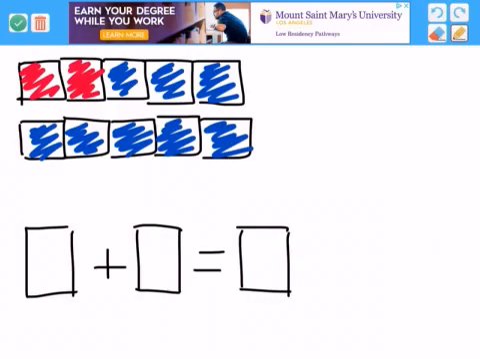Can you fill out the number sentence, the addition equation for me, and send me a picture? And then also, can you come up with another way that you could color the boxes and write another number sentence for me?